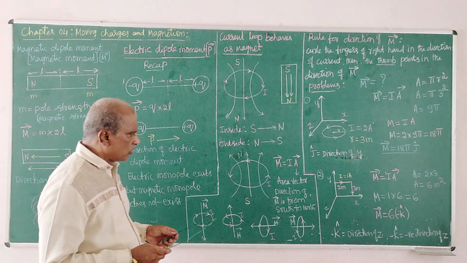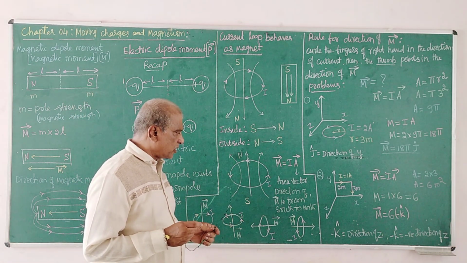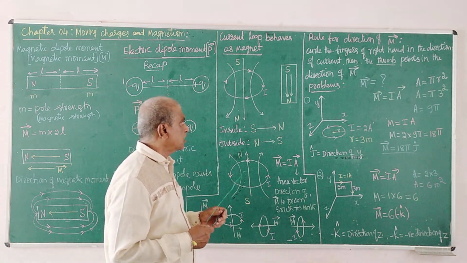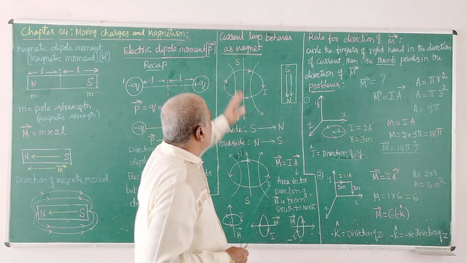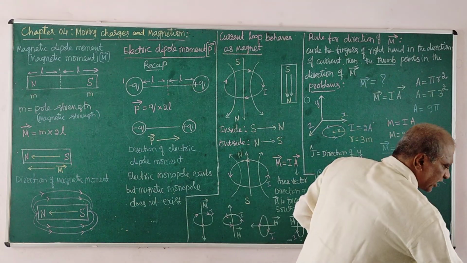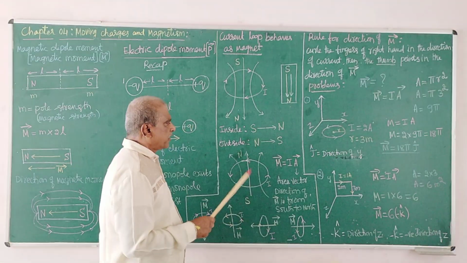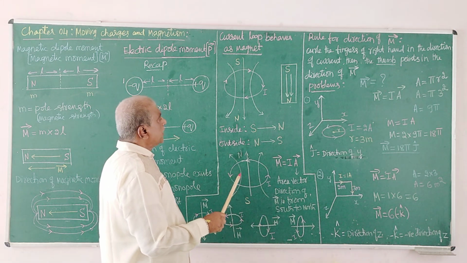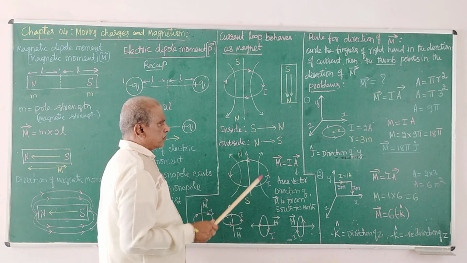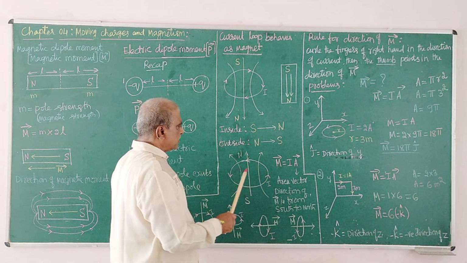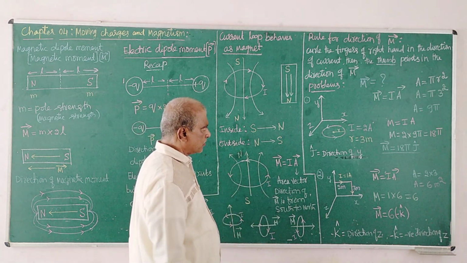If we have a loop of any shape or size and you know the direction of the current in the loop, that is the demonstration. So this is about the magnetic moment and its direction due to any loop carrying current. Of course, we can increase it by increasing the number of turns as well.